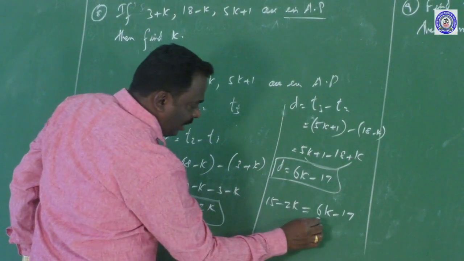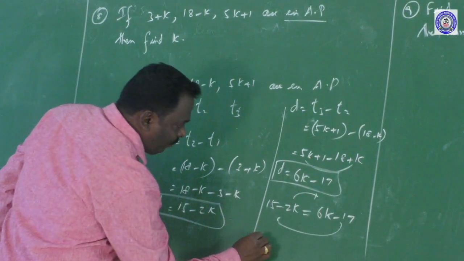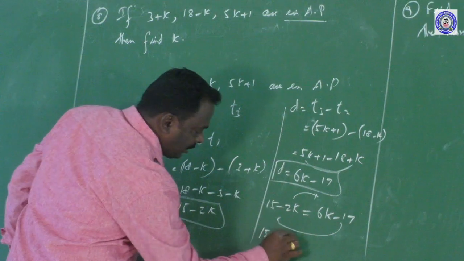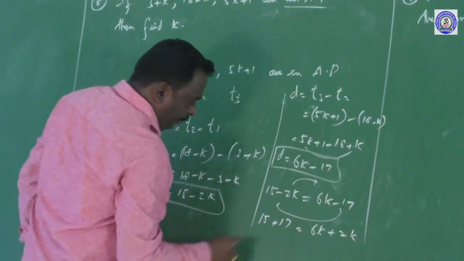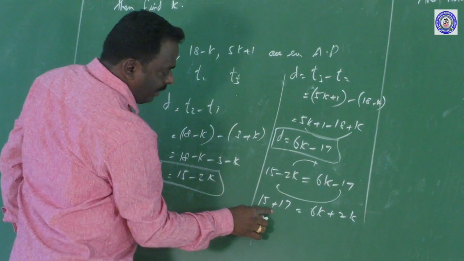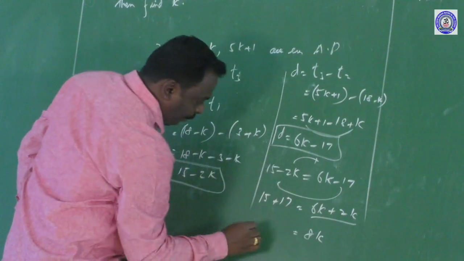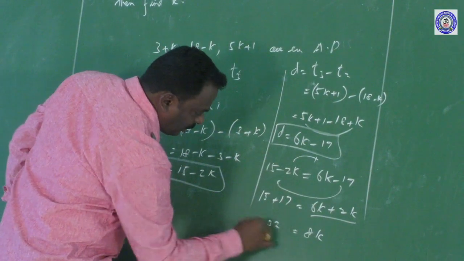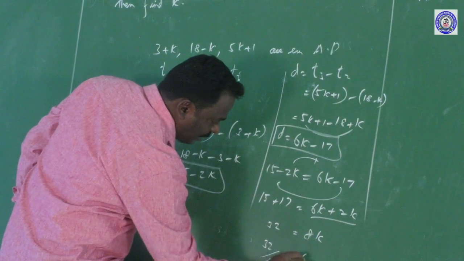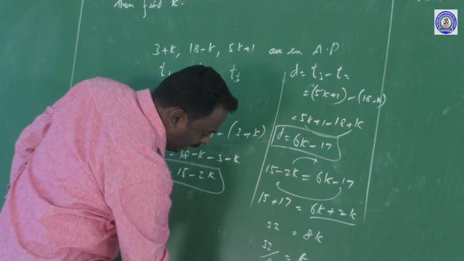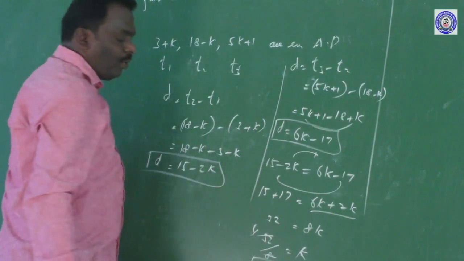Second common difference is 6k minus 17. Now, bringing the k value to the right-hand side, transfer the k and constant to the left-hand side of the equation. Therefore 15 plus 17 equals 6k plus 2k. Now transfer plus 17, transfer plus 2. Adding the values, 8k equals 32. Now transfer 32 by 8, that is equal to k, and therefore k is equal to 4. Therefore k value equals 4.